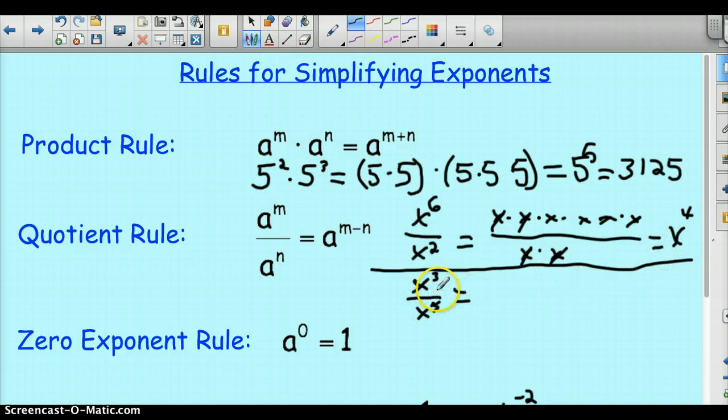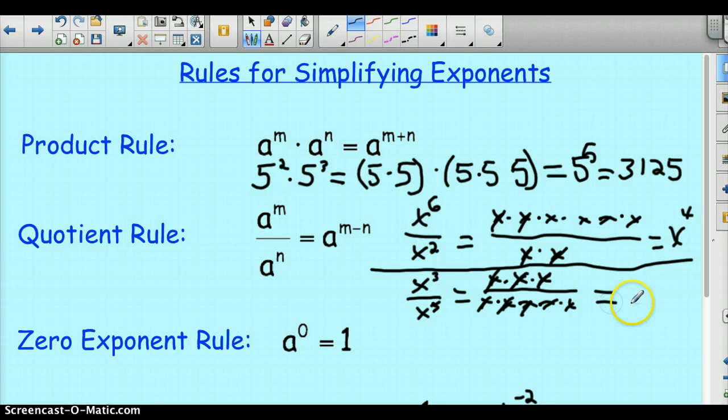Take, for example, a different example. You've got x to the 3rd divided by x to the 5th. Once again, x to the 3rd is 3 x's being multiplied together, x times x times x. And x to the 5th power, that's 5 of them being multiplied together downstairs, or in the denominator. Same thing will happen when you have the same thing in the top and bottom of a fraction. They will cancel. So those 3 x's upstairs will cancel 3 of the x's downstairs.